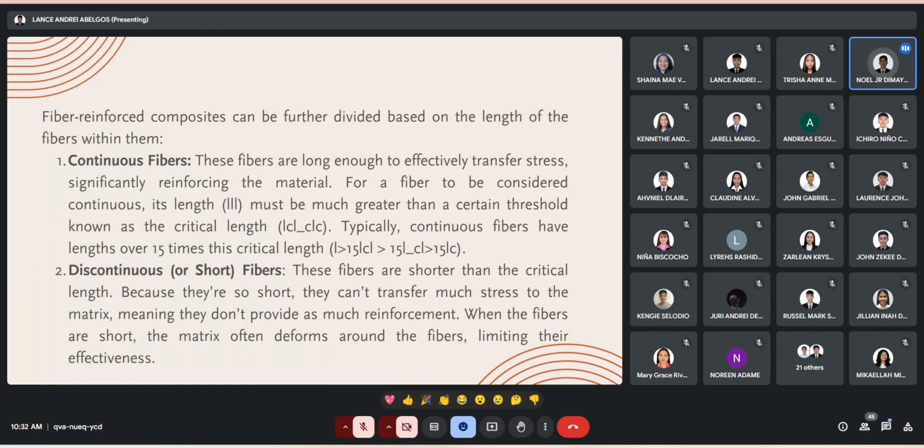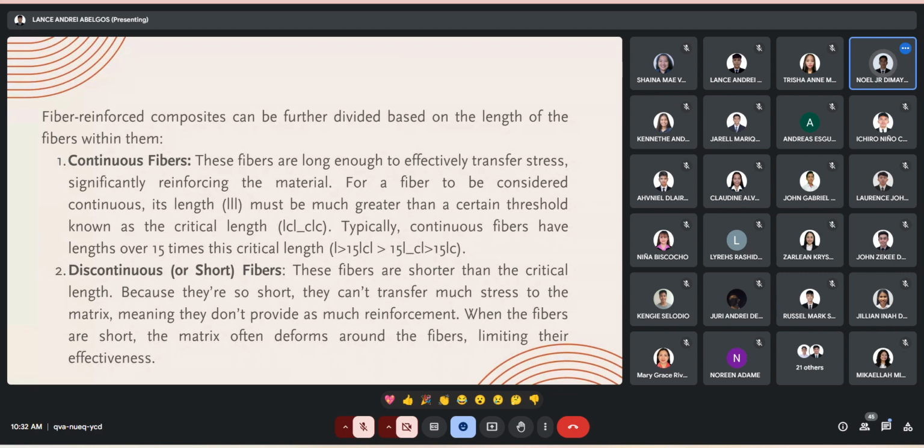And fiber reinforced composites are divided into two, which are the continuous fibers and discontinuous fibers. Ang pinagkaiba lang po ng dalawa na ito is for continuous, it is composed of long fibers, while the discontinuous is short fibers. In continuous fibers, ang purpose po ng having long is for it to transfer stress effectively, significantly reinforcing the material. Which, sabi ko nga kanina, sa ating normal stress formula, stress is equal to force over area.